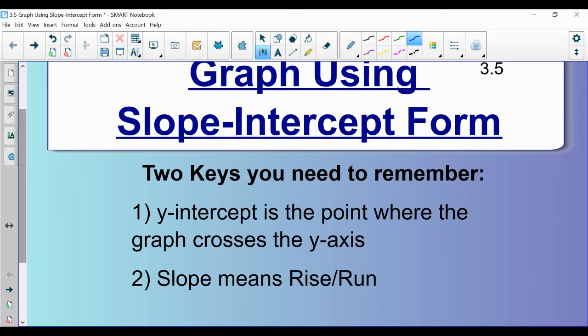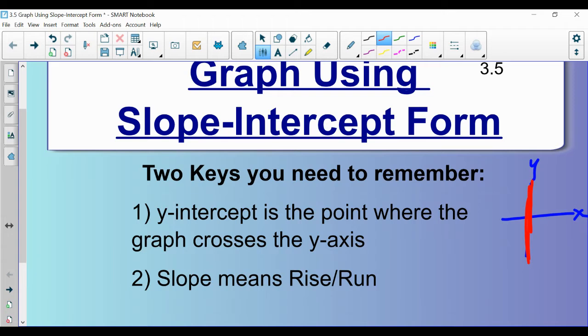There are two things I need you to remember in order to succeed in this lesson. This is stuff that we've covered recently. The y-intercept is the point where the graph crosses the y-axis. So when we are graphing, this is our x-axis and this is our y-axis, and wherever our line crosses this axis here, that's going to be our y-intercept.